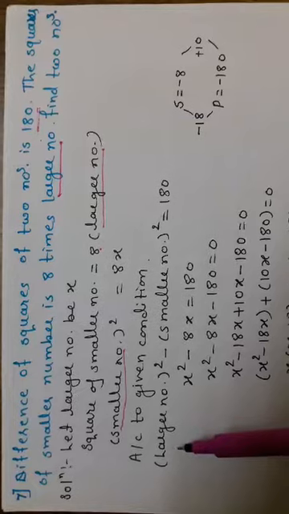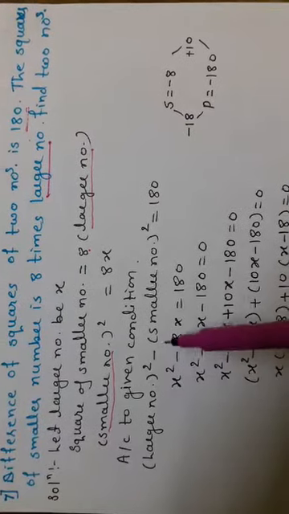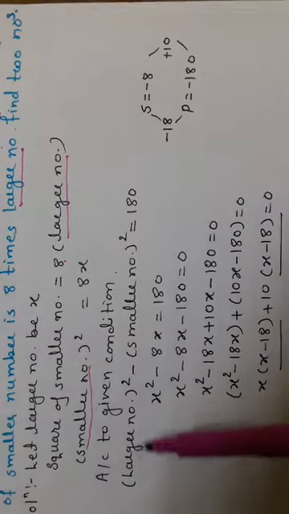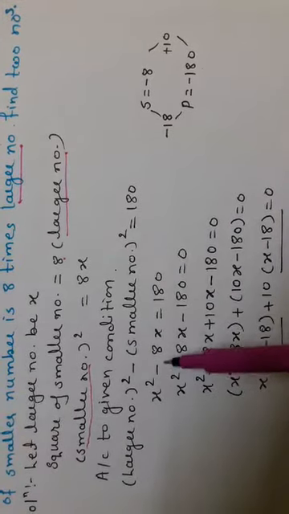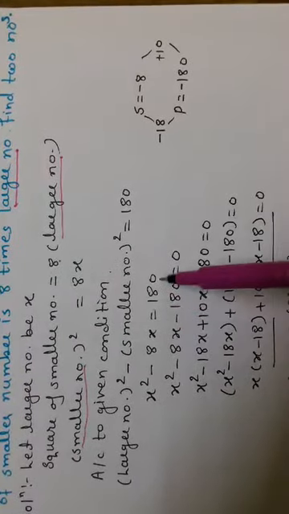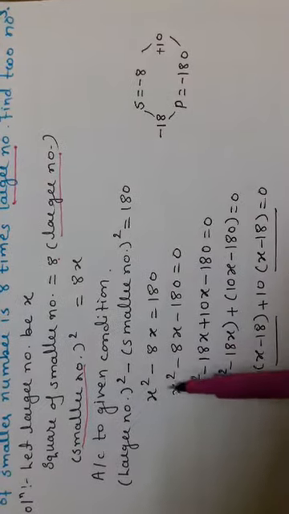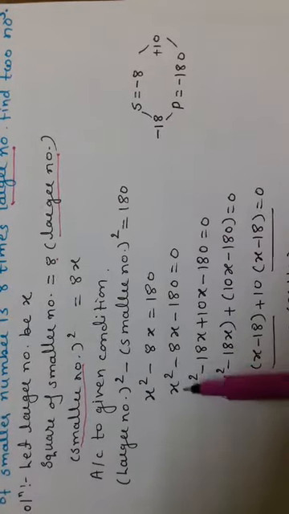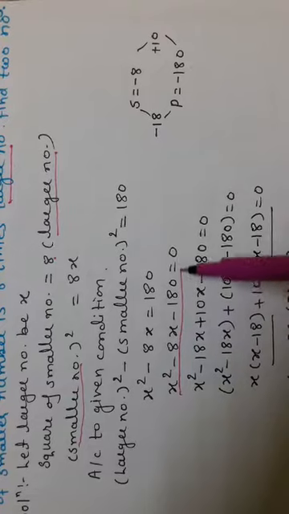According to the given condition, the difference of the squares of two numbers is 180. So obviously we will take larger number square minus smaller number square is equal to 180. What is the larger number square? x square minus what is the smaller number square, that is 8x, which is equal to 180. So x square minus 8x minus 180 is equal to 0. Are you finding this is a quadratic equation?